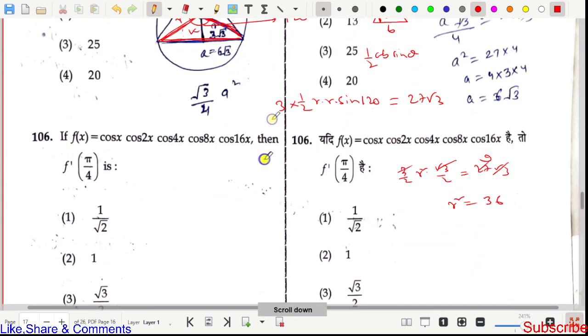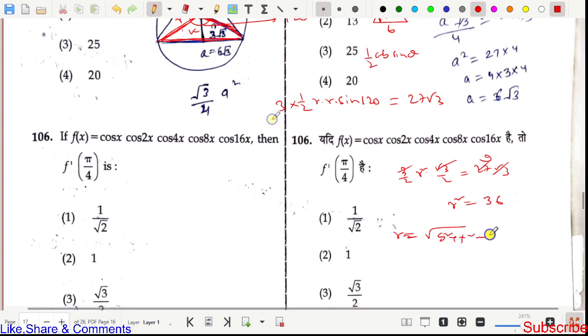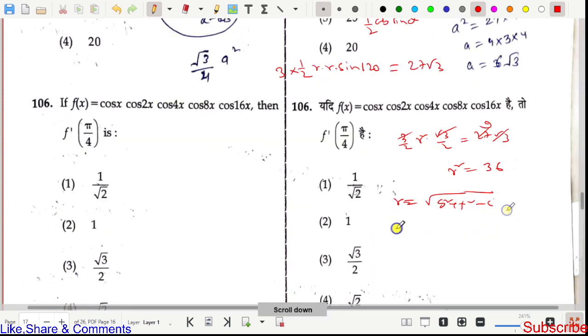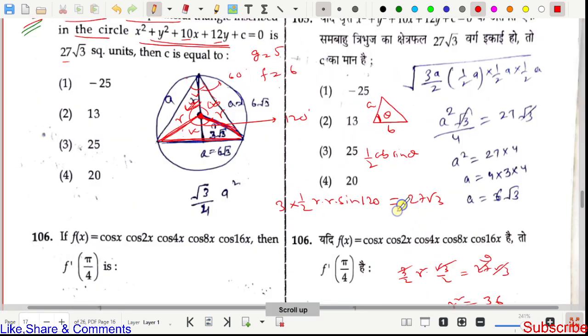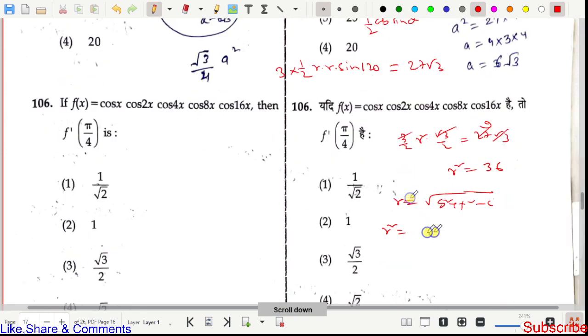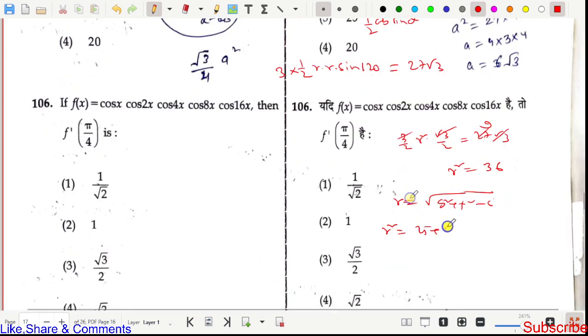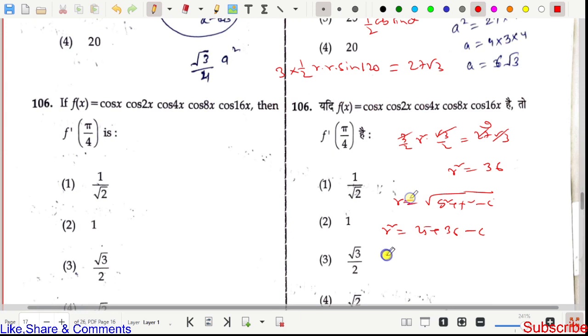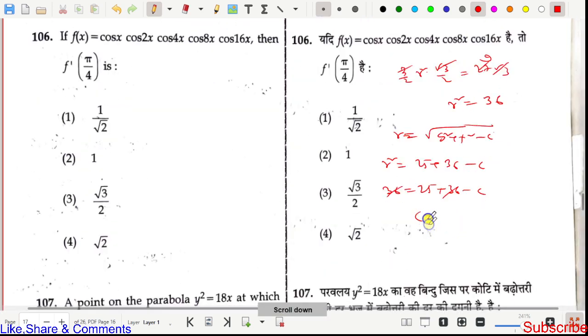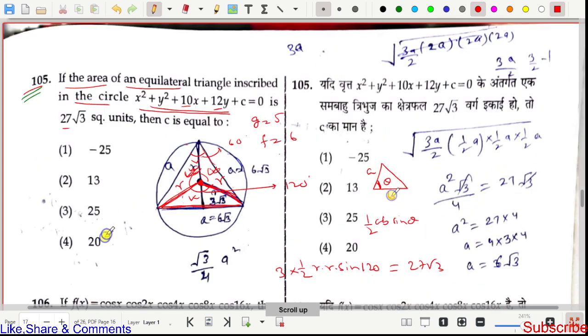So we know the radius formula we are applying here. What is the radius formula? Root over g square plus f square minus c. We know this. So for r square, the value of g square is 5 square, 25, and then 6 square, 36, minus c. What is the r square value? 36, so that is 25 plus 36 minus c equals 36, and 36 cancels out. The value of c is 25. So the value of c we needed to find is 25. That means the third option is our correct answer.